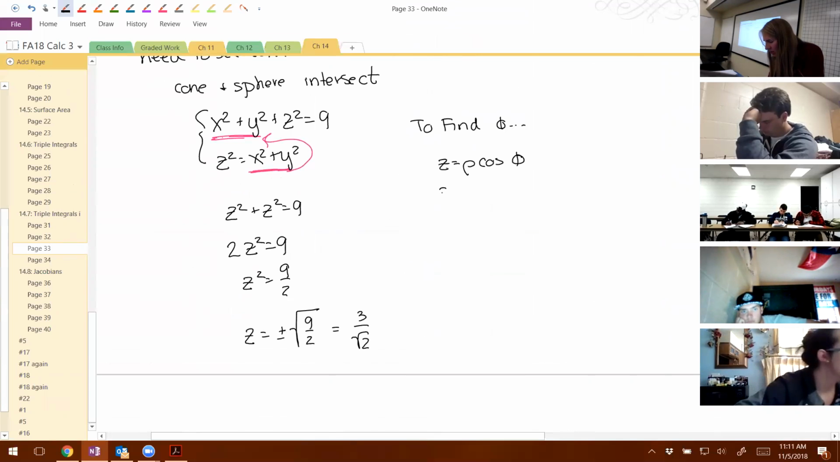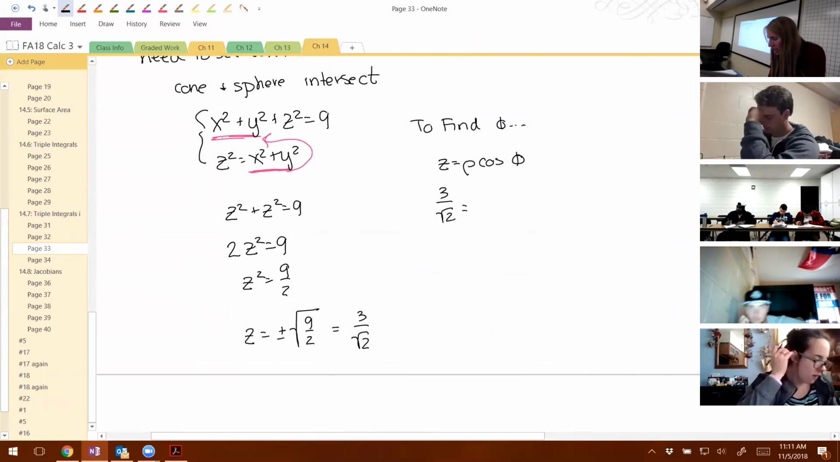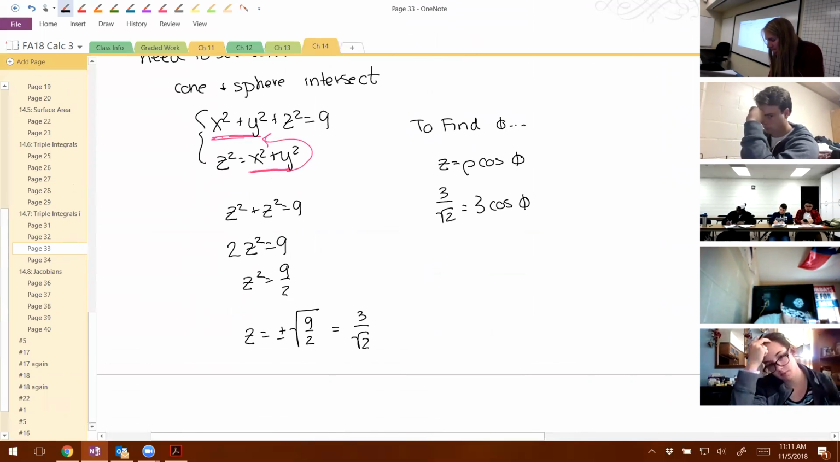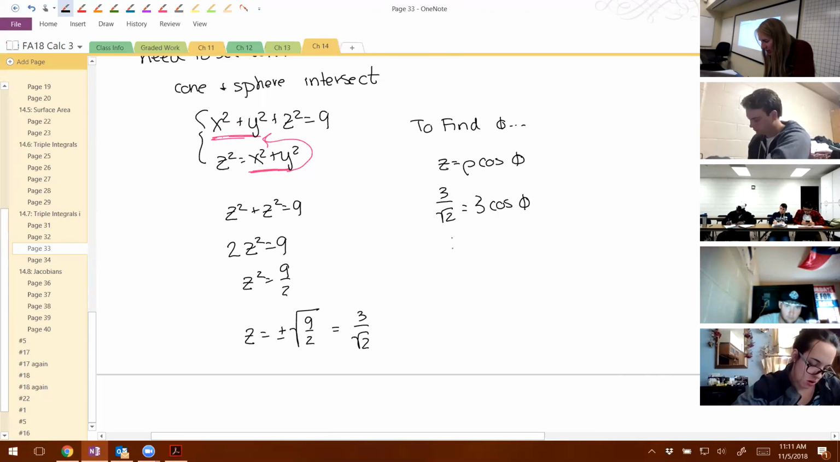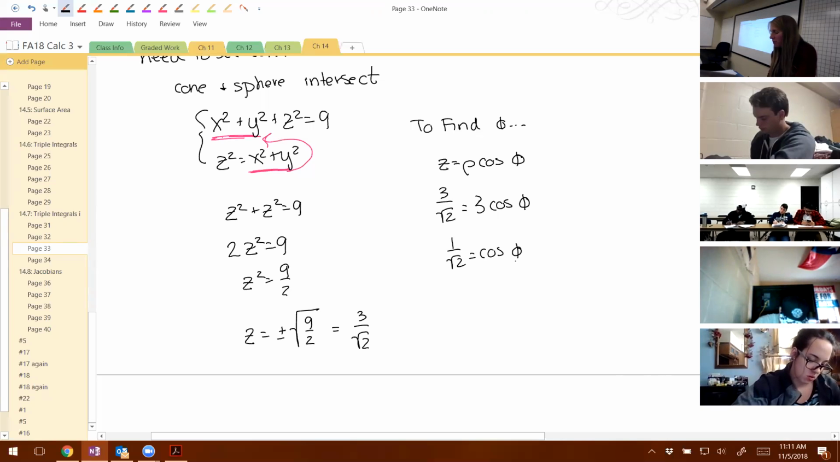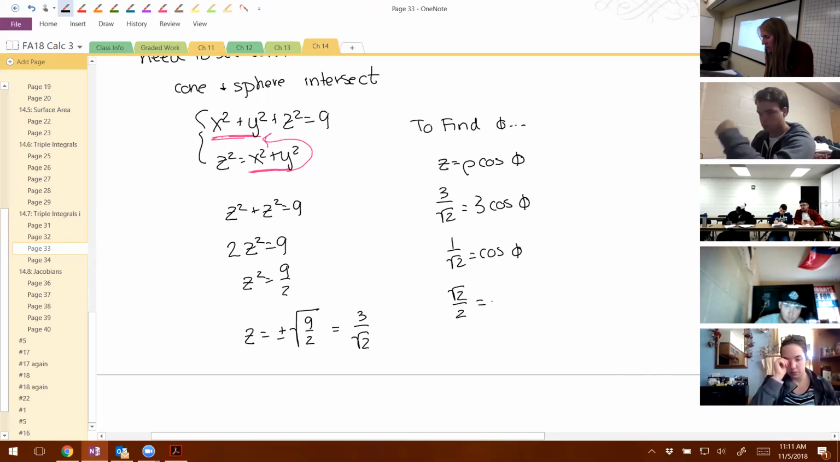All right, so z is going to be 3 over square root of 2. Where these guys intersect, we know that rho is 3, and cosine of phi is what we're looking for. So we can divide both sides by 3. Maybe you recognize that as a familiar thing, but if not, think about rationalizing. That's the same thing as root 2 over 2 equals cosine of phi. And now what does that mean phi has to equal?